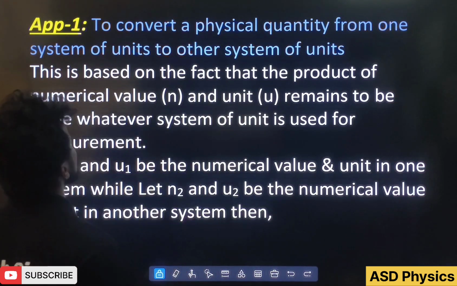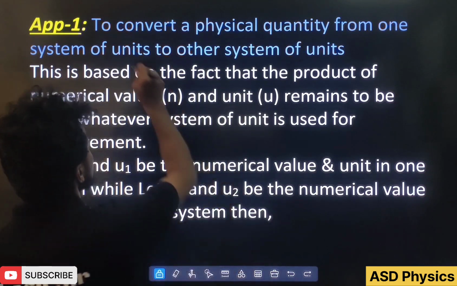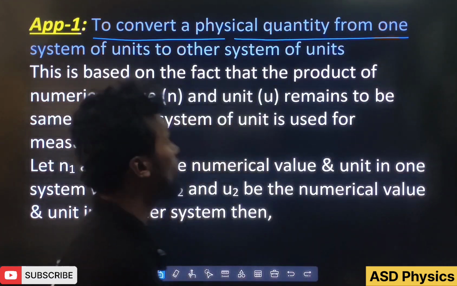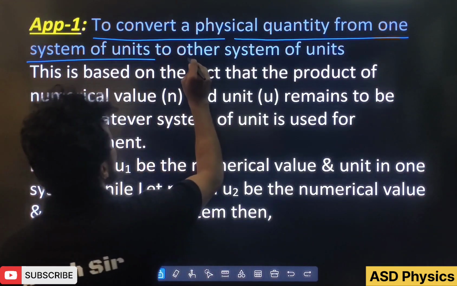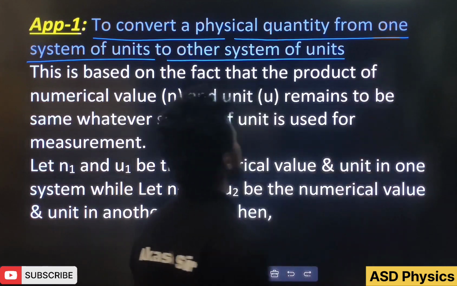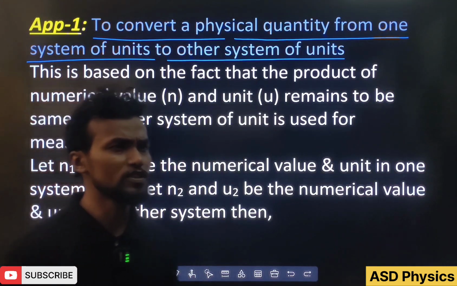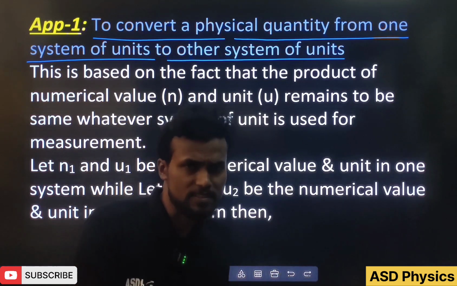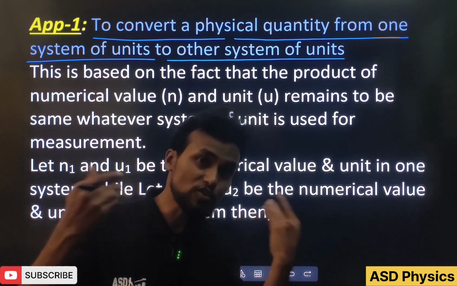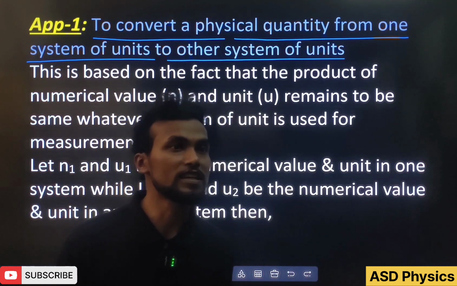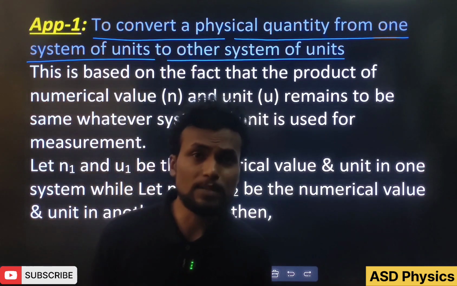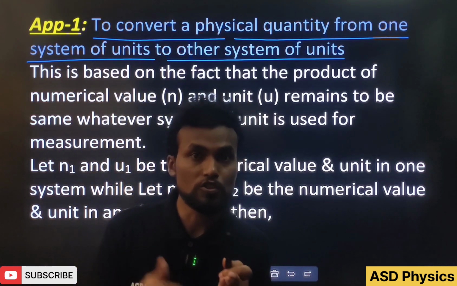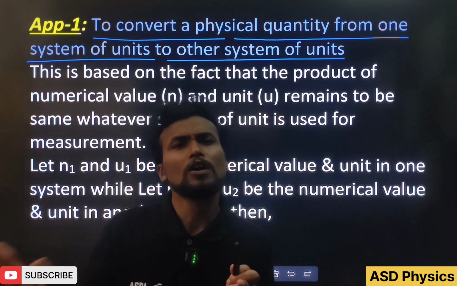So see here the application 1. What is application 1? To convert a physical quantity from one system of units to another system of units. As of now, the systems of units you have seen are the FPS system, CGS system, MKS system. Like these 3 we know, but so many are possible. In the MKS system, we take unit of mass 1 kg, unit of length 1 meter, unit of time 1 second.